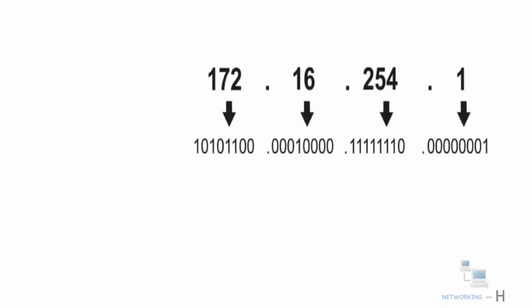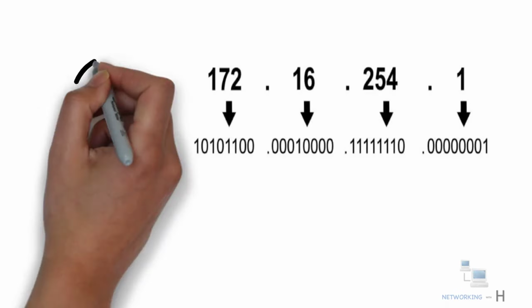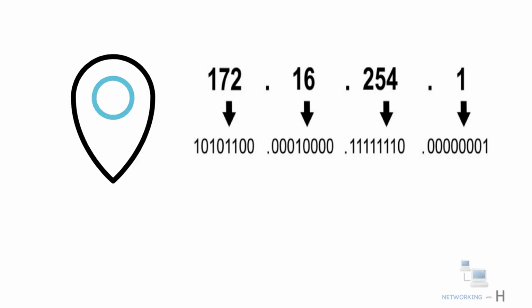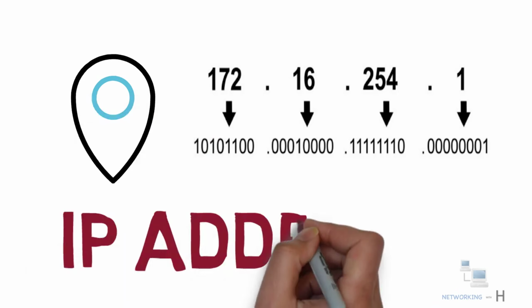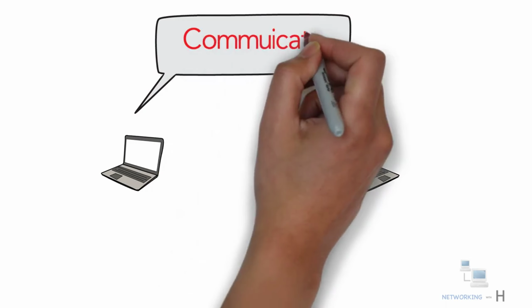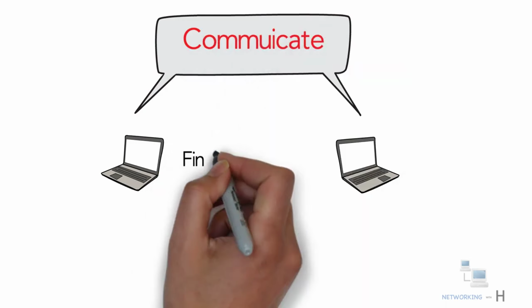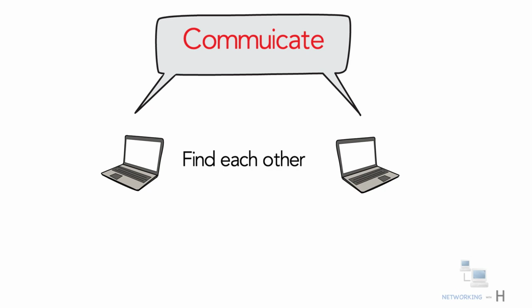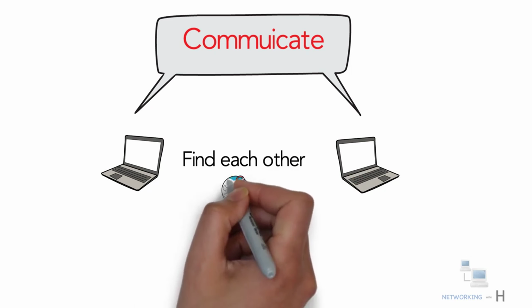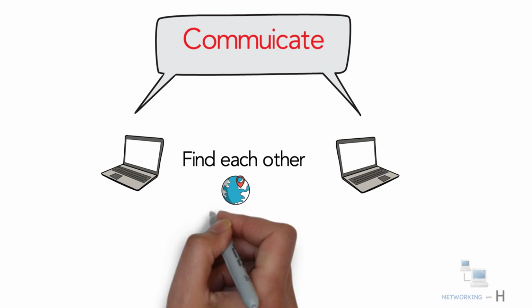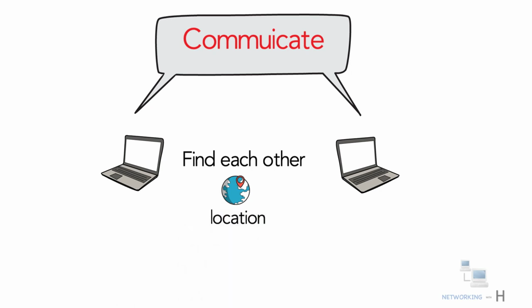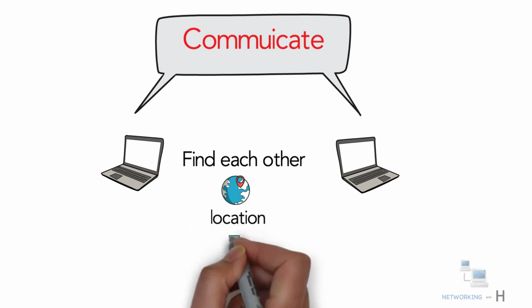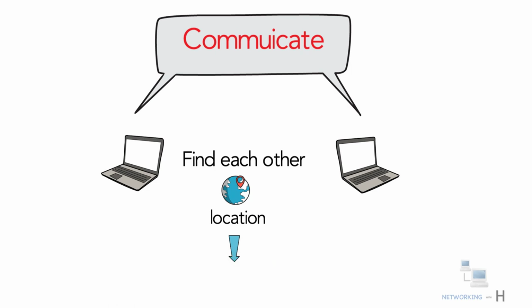Hello everyone. In this session of the CCNA series, we'll discuss one of the most important topics in networking, that is IP address. So what is an IP address? For two devices to communicate, they must be able to find each other. For two devices to find each other, their locations must be known to each other. These locations are identified in the computer world as IP addresses.